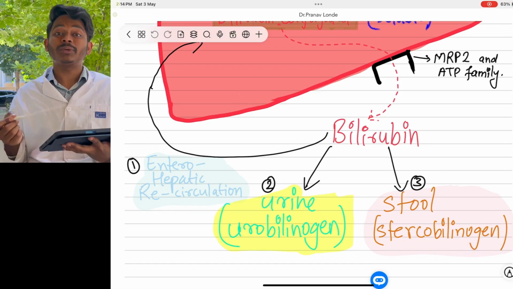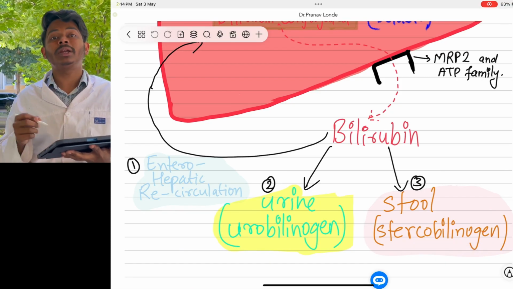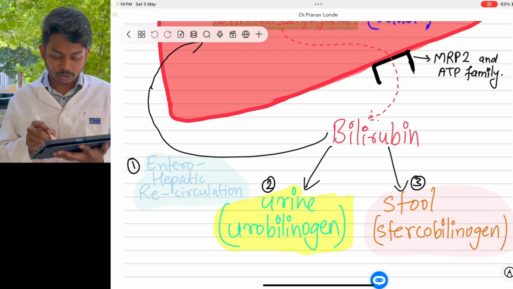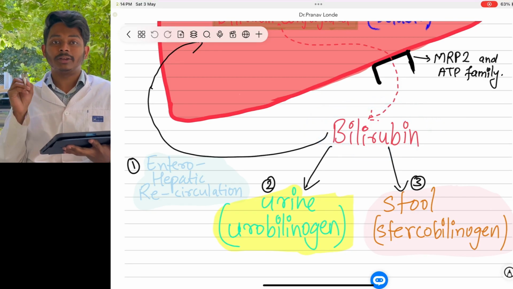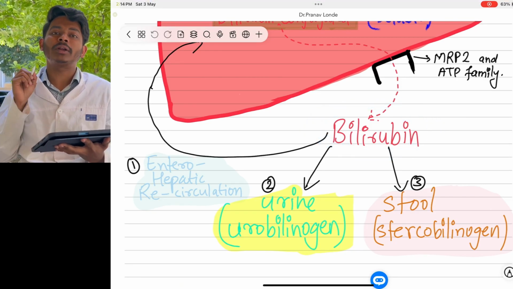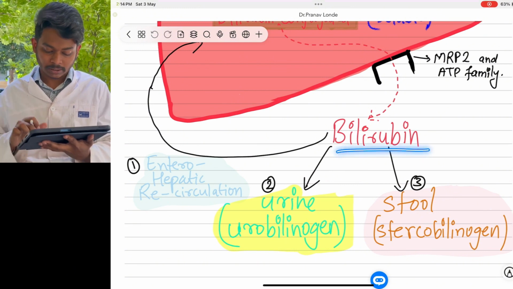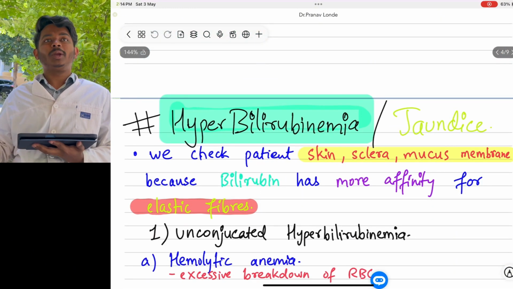So that's why our urine is yellow in color and our stool is brownish in color. This characteristic color of our urine as well as stool is given by bilirubin. Yeah, that's all about bilirubin metabolism.